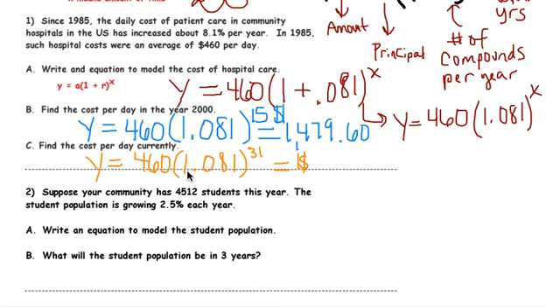Okay, so you should be typing in 1.081, then you should be hitting the y to the x power button. That gives you the exponent. Type in 31, hit equals, then multiply by 460. Are you good now? Okay, so what are we getting? 5,123.632, so 63 cents. Very good.